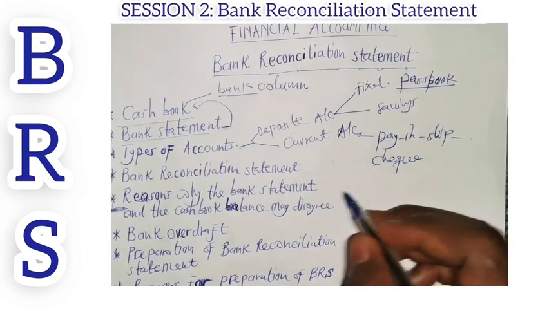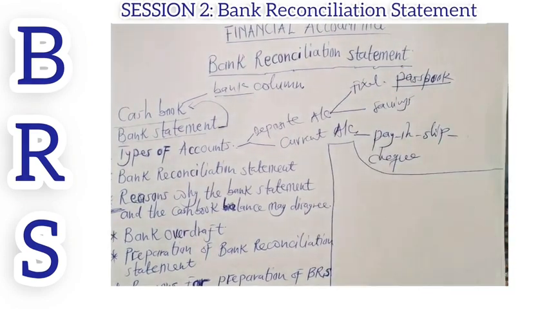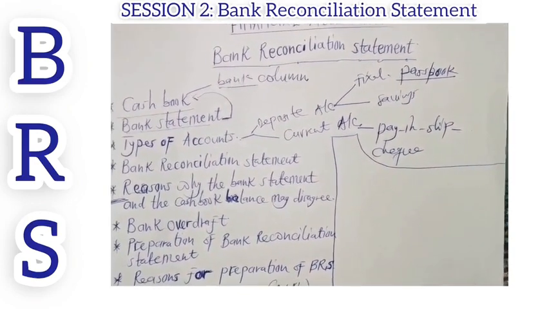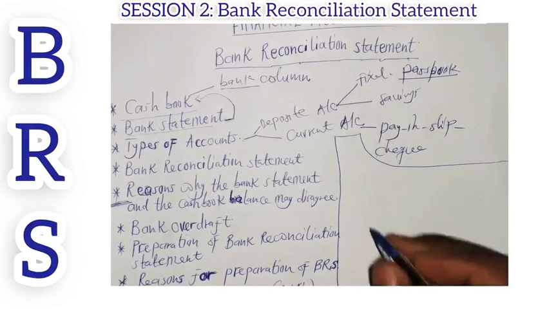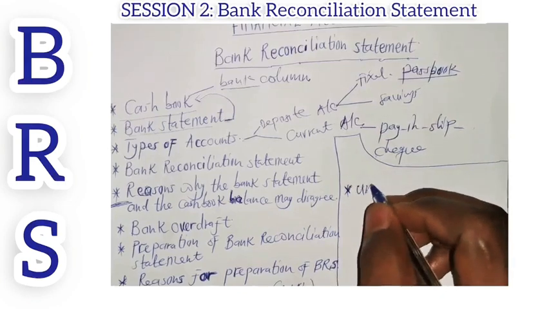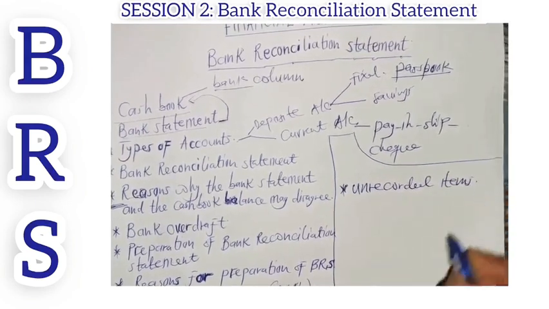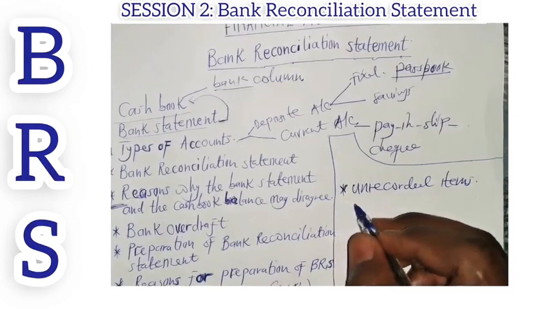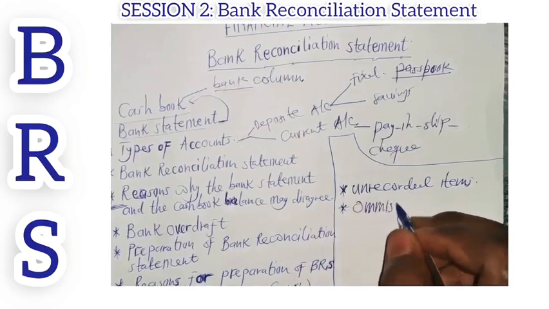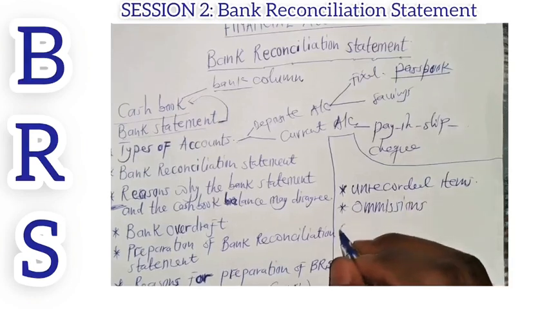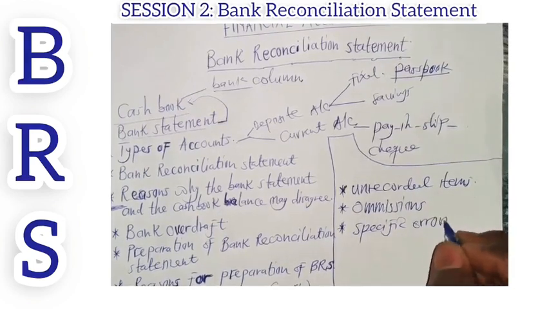Now we have three factors that may account for the difference between the bank statement balance and the cash book balance. First one, we call it the unrecorded items. Then the second one, we call it the omissions. Then the last one, we call it the specific errors.